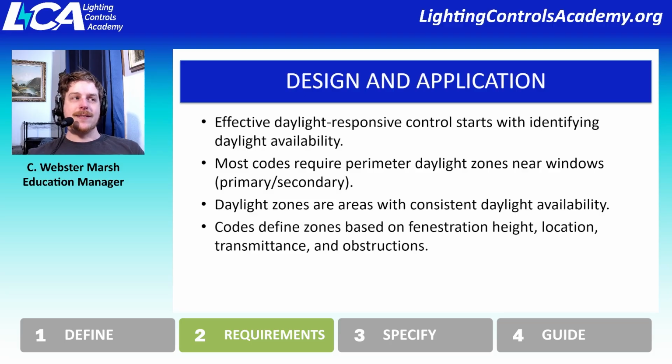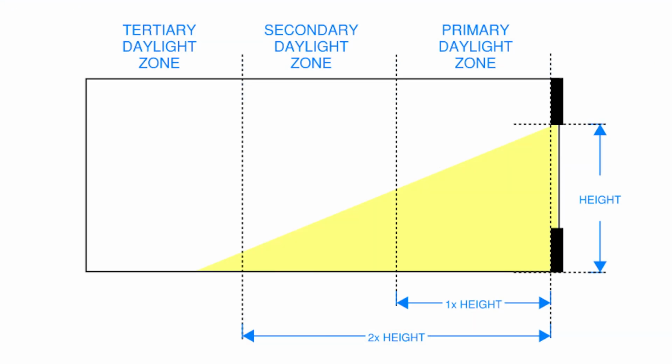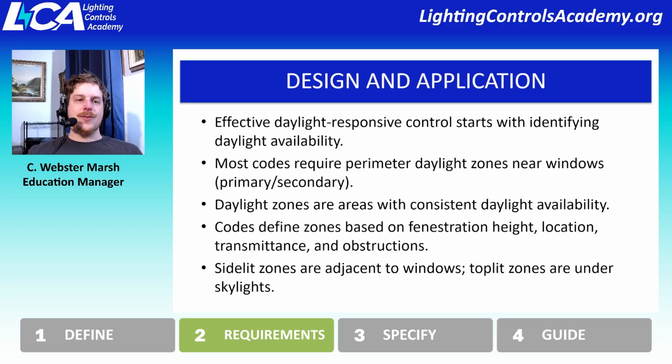And part of that is defined in the codes, and that's usually based on the height, location, transmission, and obstructions. A lot of people just use the height and width measurements, so there are specific requirements. Sometimes it's 1 times the height, sometimes it's 2 times the height, but you take the height of the window, this is for side lit specifically, and you multiply it to see how far into the space you need to zone your daylight zones, your primary and your secondaries. And so again, this is specific to side lit zones.